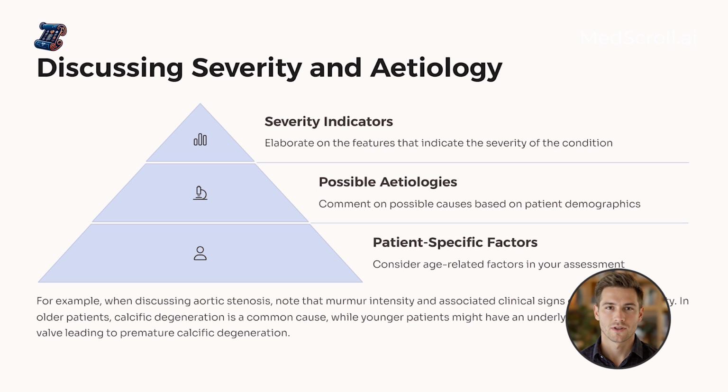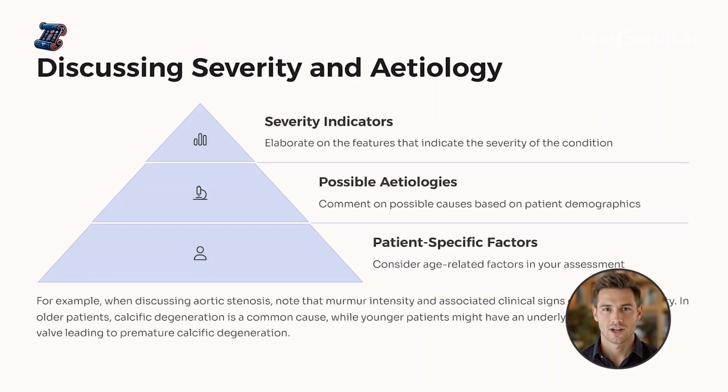Following this, elaborate on the features of severity and possible aetiologies. Describe the intensity of the murmur and any associated clinical signs, and comment on potential causes. For instance, in an older patient, aortic stenosis is most commonly due to calcific degeneration, whereas in a younger patient, you might consider an underlying bicuspid aortic valve leading to premature calcific degeneration.